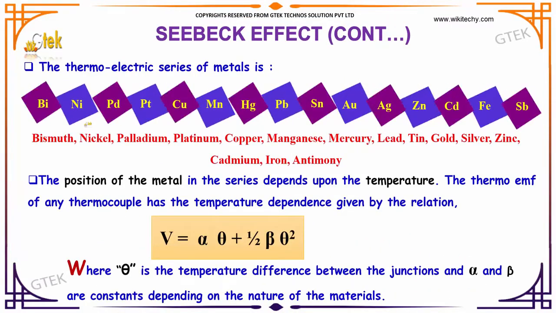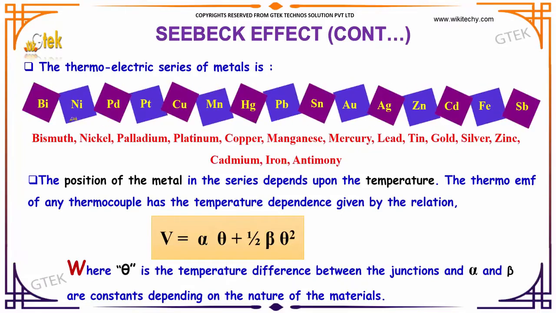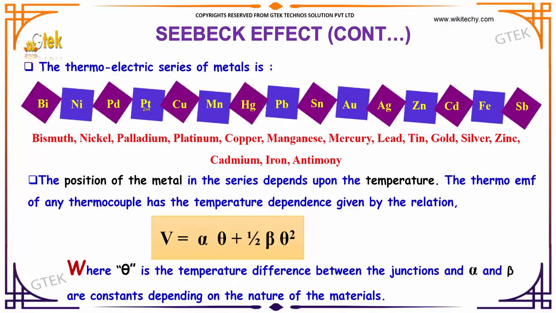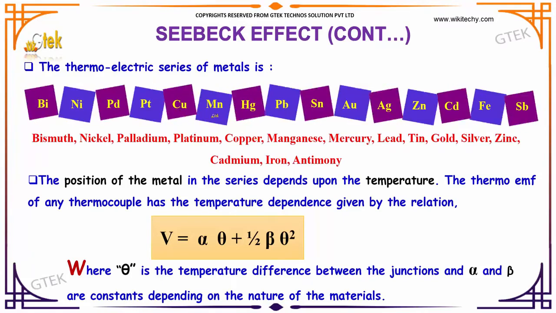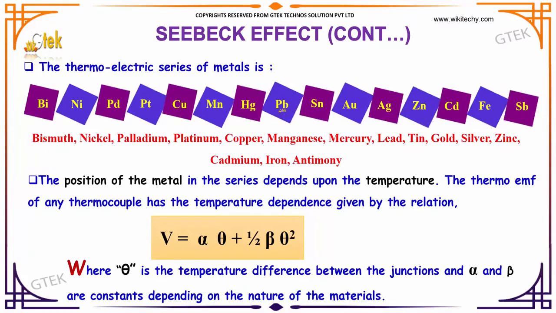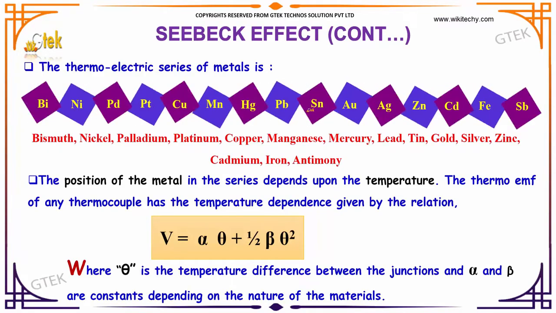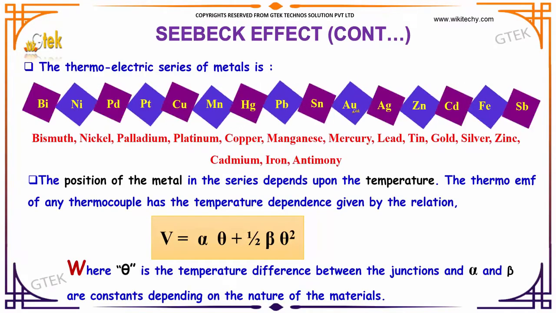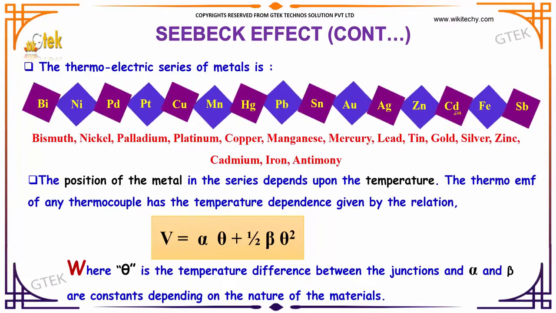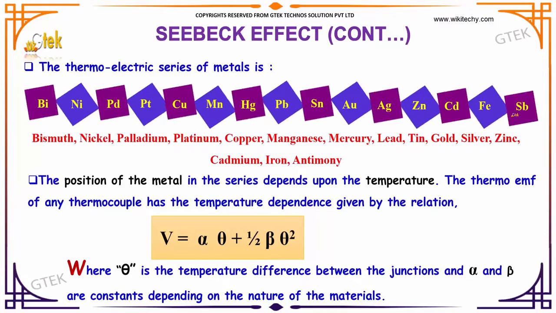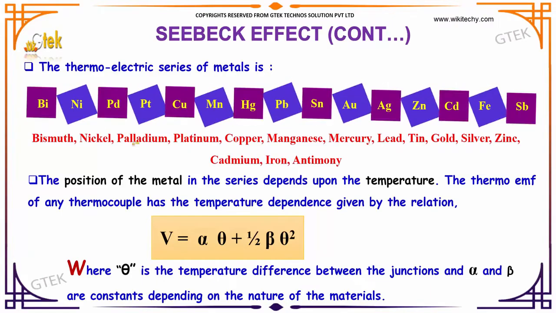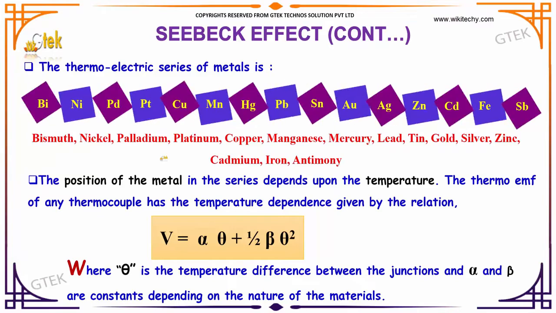Here is the thermoelectric series of the metals: bismuth, nickel, palladium, platinum, copper, manganese, mercury, lead, tin, gold, silver, zinc, cadmium, iron and antimony. The position of the metal in the series depends upon the temperature.